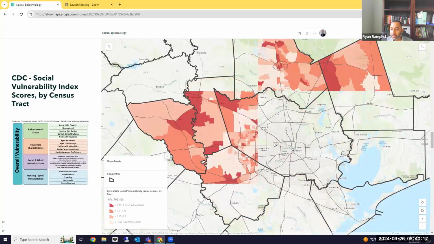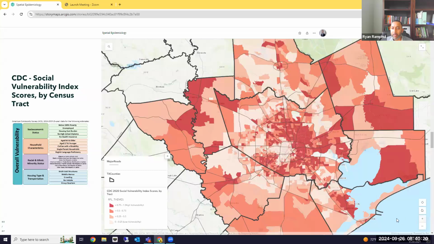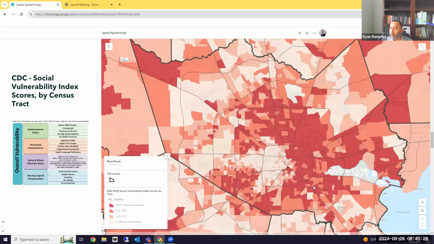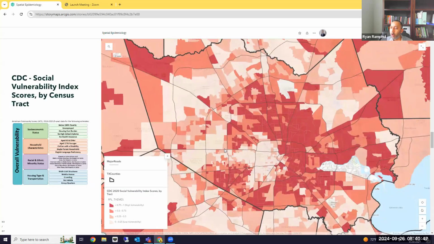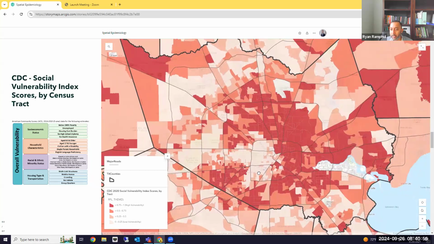So about 10 years ago, the CDC attempted to really understand the holistic picture of vulnerability in the entire country, frankly. And they created this thing called the Social Vulnerability Index. Basically, they took a bunch of those factors that I've been talking about: percentage of people by neighborhood that are below 150% of the poverty line, percentage of people with no high school diploma, percentage of people that are single parent households, no health insurance, all those things. And they ranked each census tract from 0 to 1, 1 being more socially vulnerable, 0 being less socially vulnerable. And you can see the distribution of how that looks in Houston here.